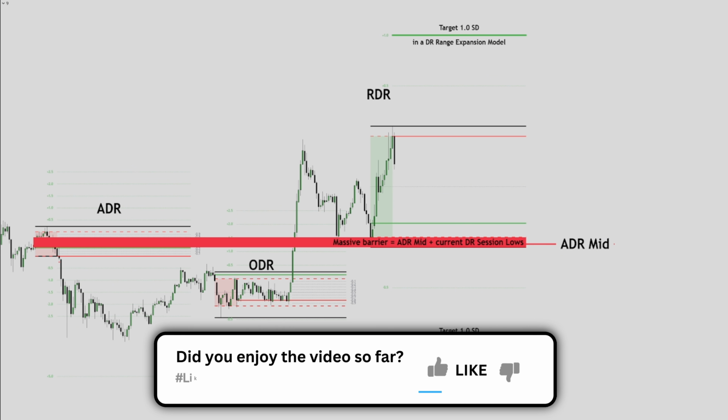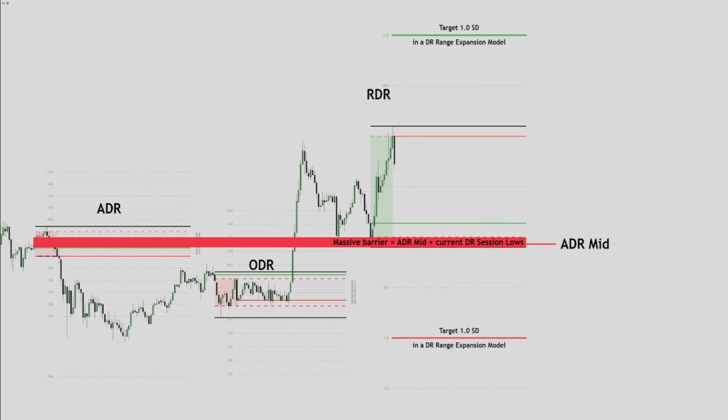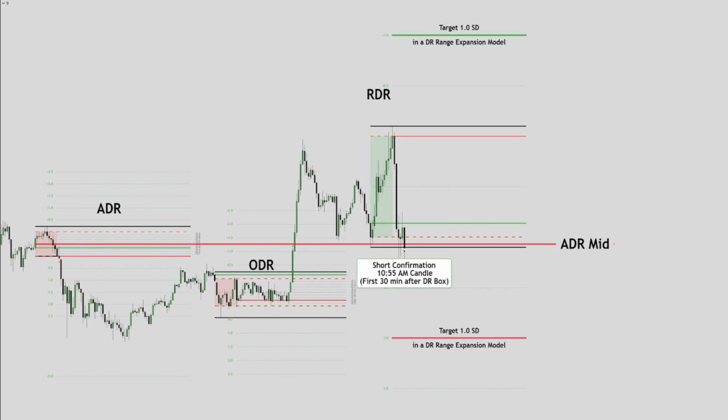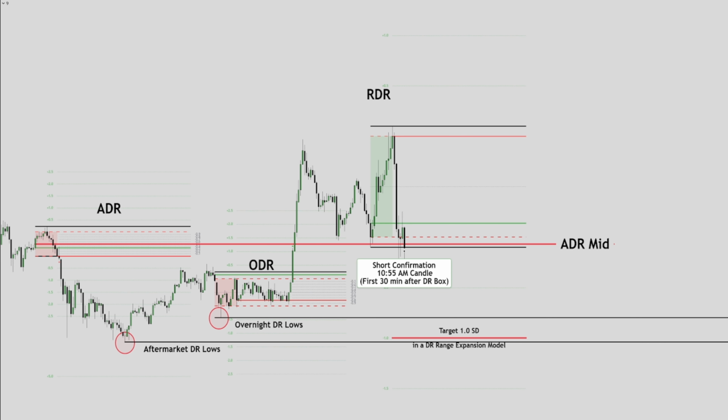The aftermarket session mid combined with the current DR session lows creates a massive barrier for price. That zone needs to be broken clearly before shorts become a high probability trade for this session. Until that level breaks, no short engagement, no guessing, no exceptions. And then, not even 30 minutes later, the 10:55 a.m. candle closes below the defining range on the 5-minute time frame. Short confirmed. Not only does the one standard deviation level immediately become a target, the aftermarket DR lows lining up in the same area should catch your eye instantly.